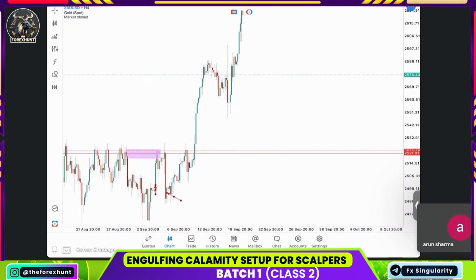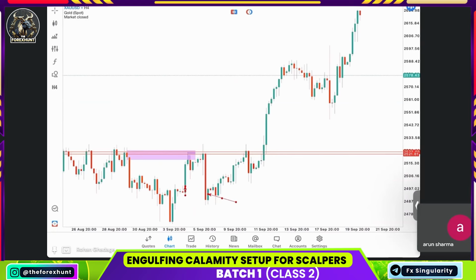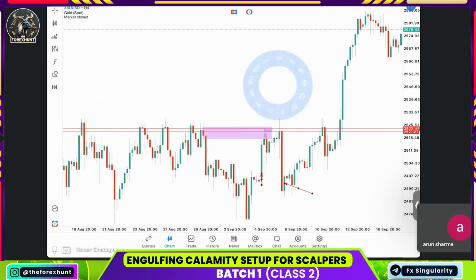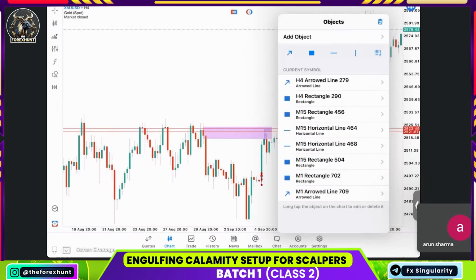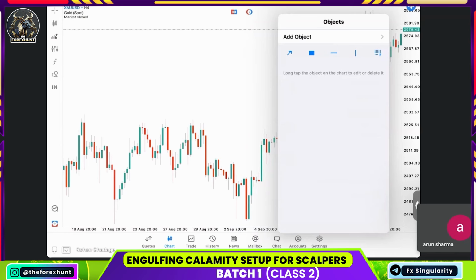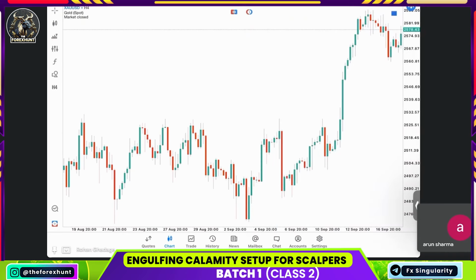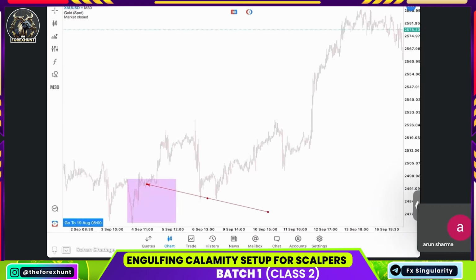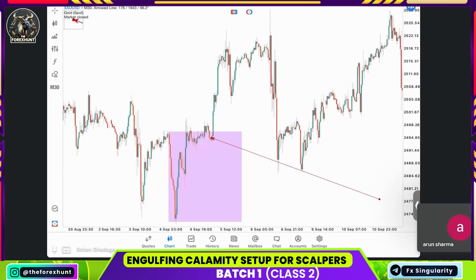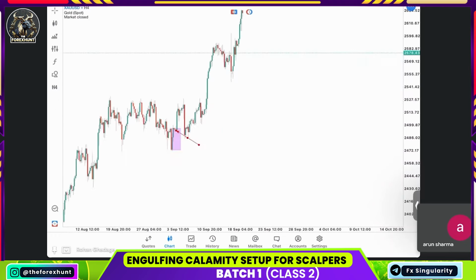Again, I'm going to H4. Let me show you more trades. Is it getting clear now, or do you have any queries? Okay, I think you are getting clear. This is my H4 engulfing buy. Within the engulfing buy, let the market come. Focus on M30.